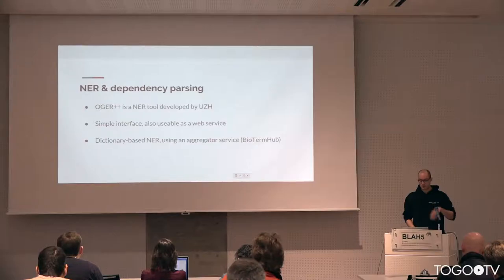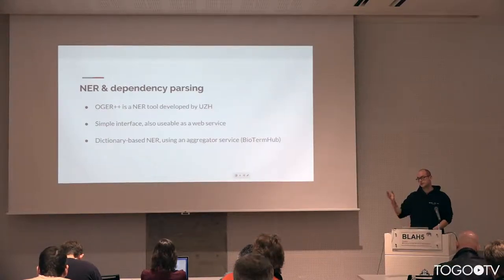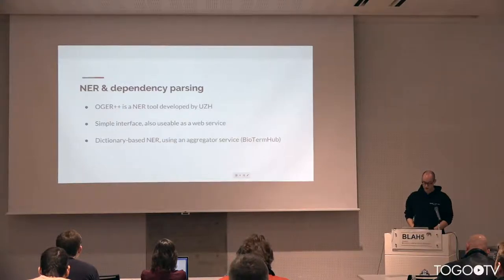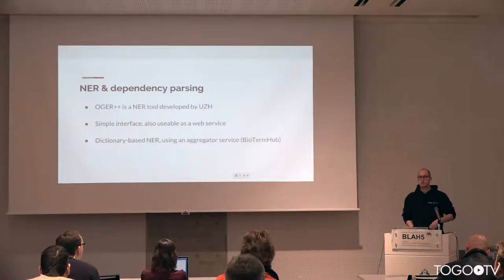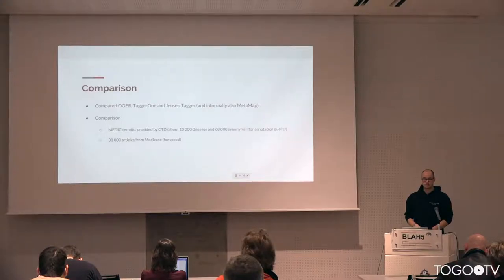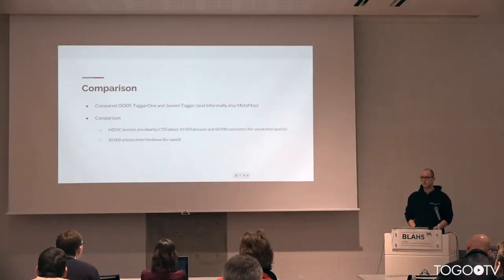So our named entity recognizer is run online, so you can use it as a website, but also as a web service where you can post your data in batch to it. It's a dictionary-based entity recognizer, and we create our dictionaries by aggregating a couple of different resources, which is a separate service. We decided to evaluate it, comparing it against Tagger 1 and Jensen Tagger, and also we had a brief look at MetaMap, and we evaluated for speed, and we did an informal evaluation of accuracy.